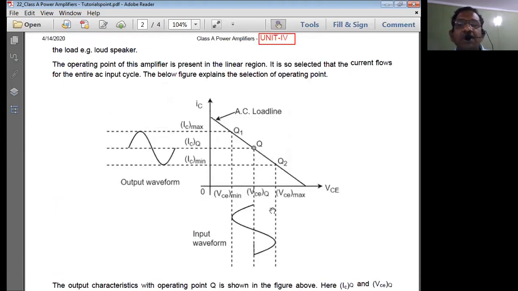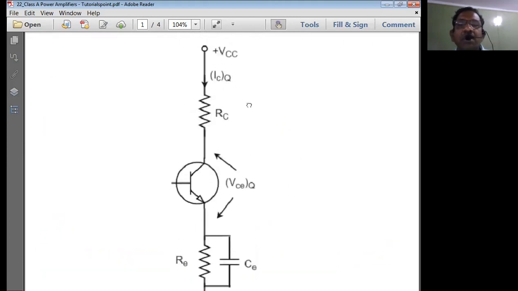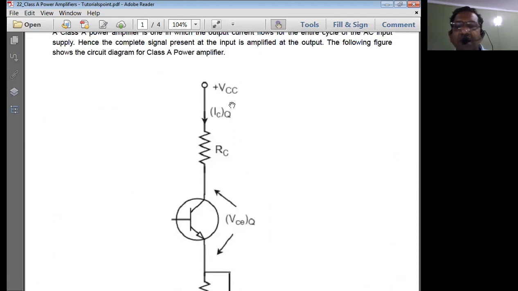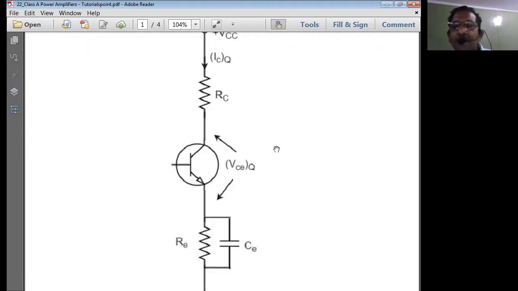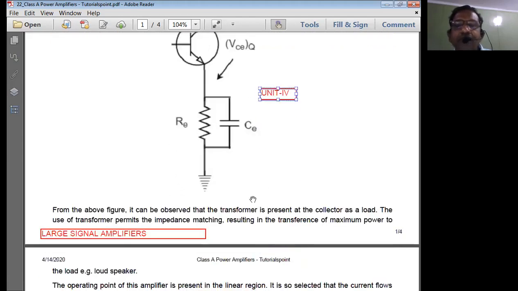What is the input power? The input power comes from the power supply VCC. I can say it is plus VCC into ICQ. It is not the externally applied AC signal input power. We have to consider the input applied to the amplifier circuit as such. The input applied to the amplifier is the DC source, plus VCC. Therefore, input power is considered as VCC into ICQ. ICQ is the result of the biasing current.